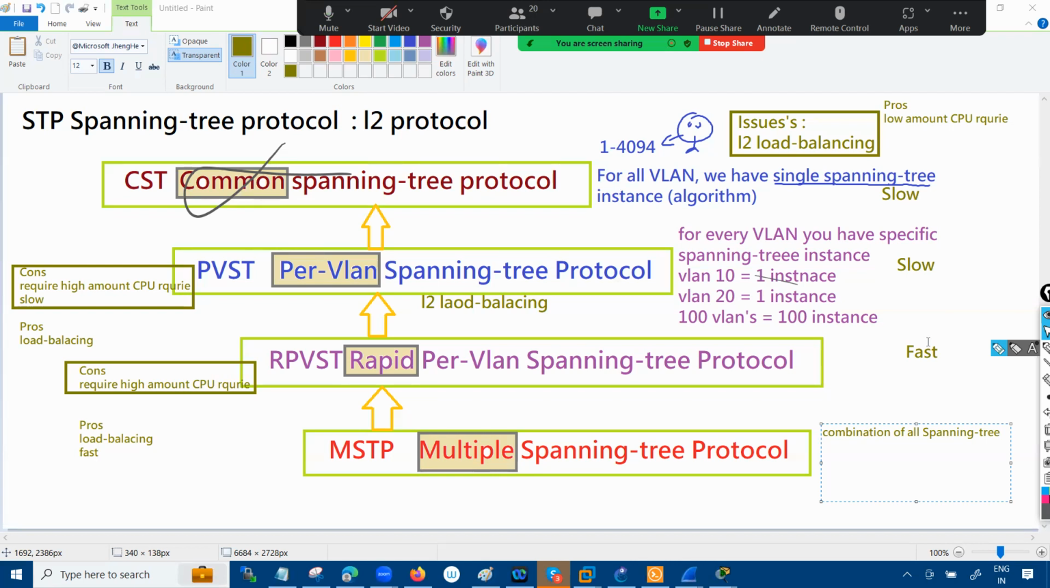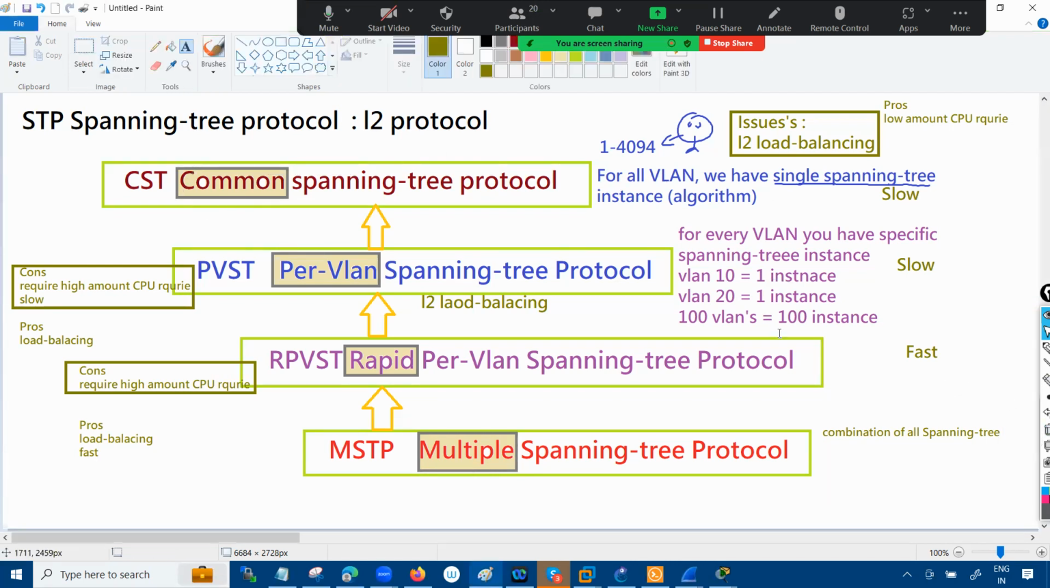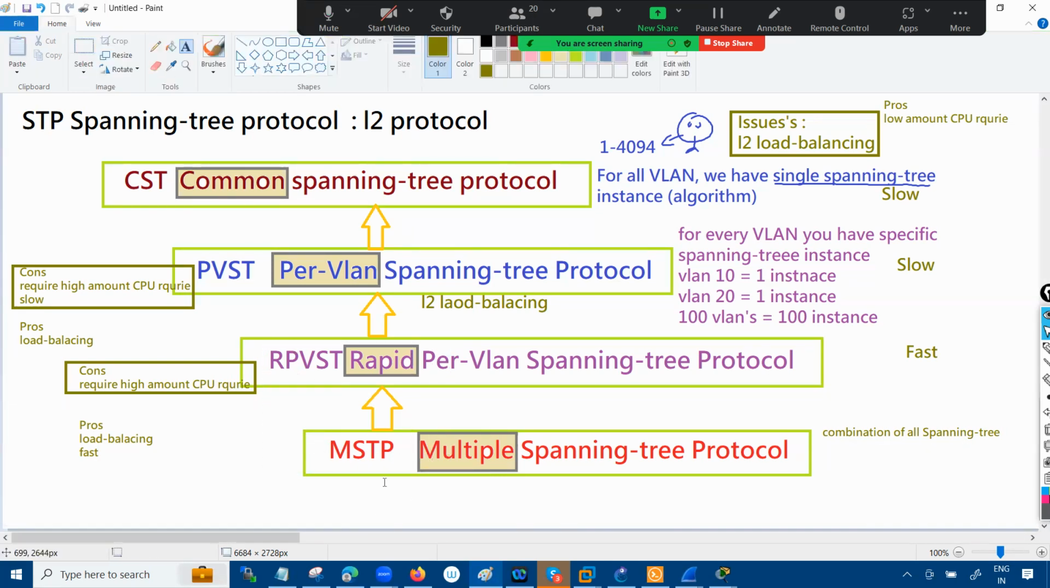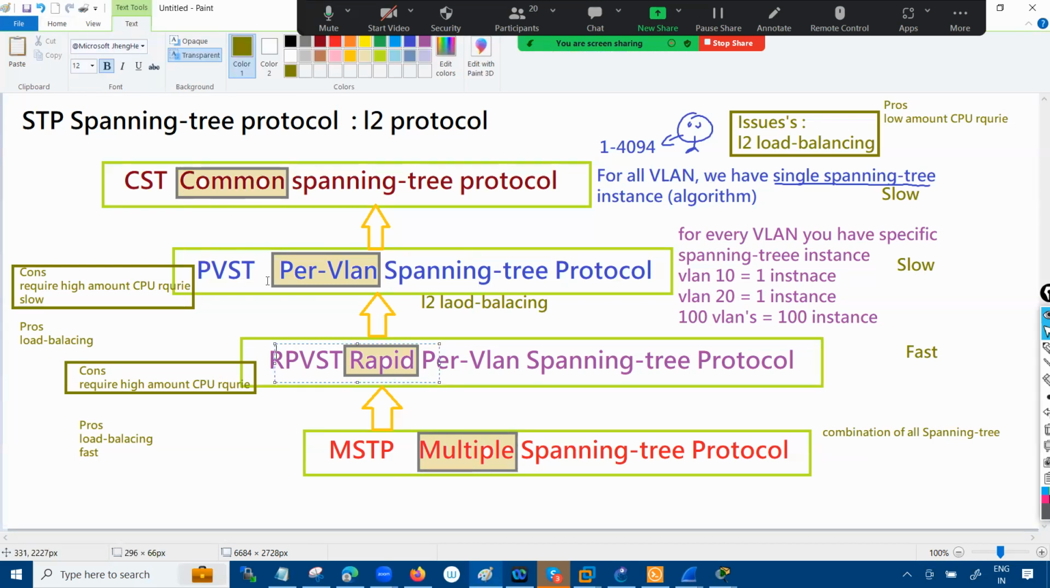Guys, questions? Does anyone have a question on this one? Or all good? Okay. All good? Now. Yeah, I have a question. So RPVST is faster than MSTP, right? Both are the same. Right. Okay, so it's faster than the PVST.